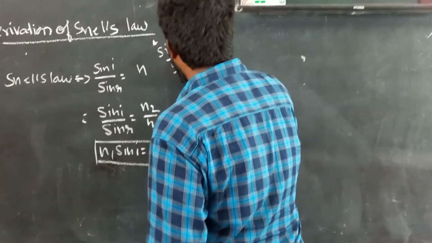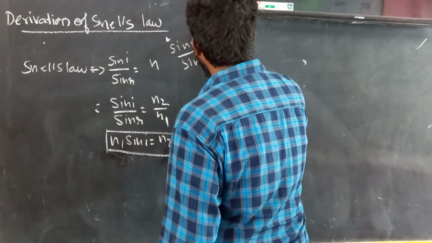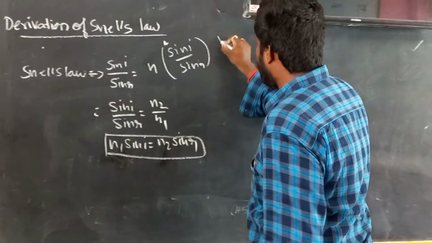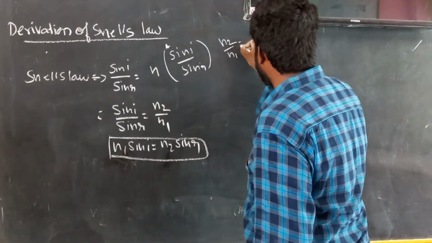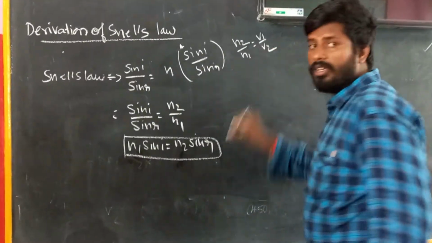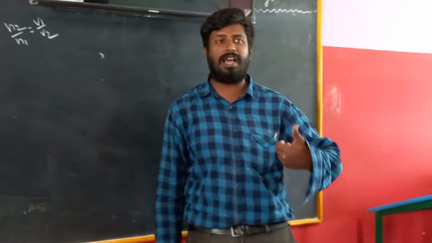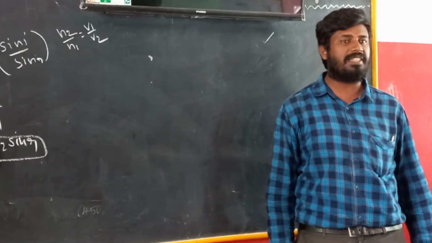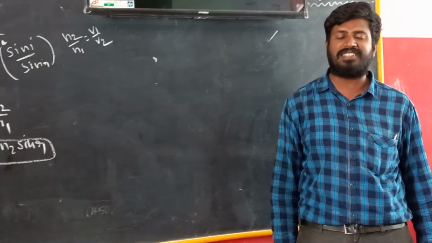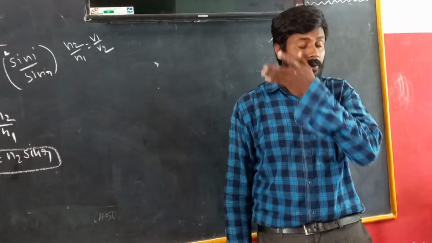Already we know that sin i by sin r is a constant value, and we are aware that n2 by n1 is equal to v1 by v2. Refractive index is always inversely proportional to velocity. If velocity increases, refractive index decreases. If refractive index increases, velocity decreases.